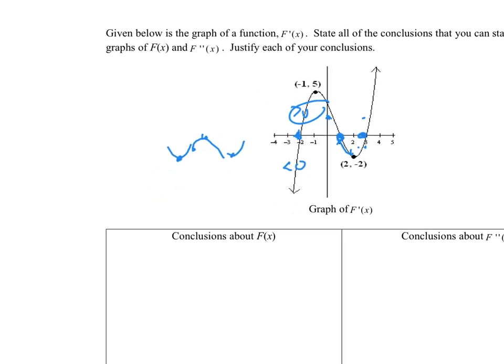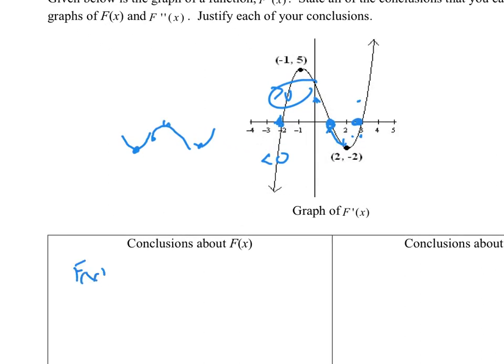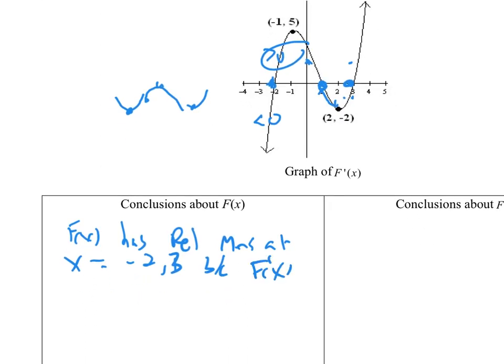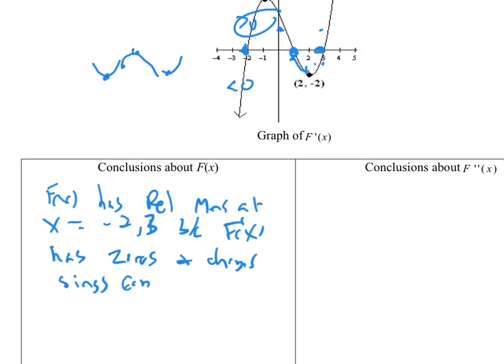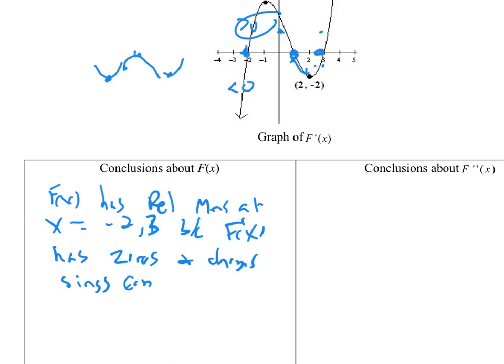So that's what I'm going to say. f of x has relative mins at x equals negative 2, no, I'm sorry, negative 2 and 3, because f prime of x has zeros and changes signs from negative to positive.